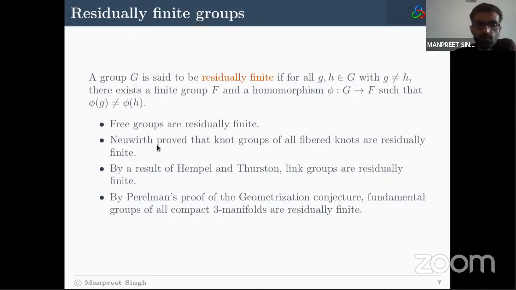Moreover, Neuwirth proved that the knot groups of all fibered knots are relatively finite, and conjectured that the same is true for all link groups. Later, by the seminal work of Hempel and Thurston, it was established that all link groups are relatively finite groups. Moreover, as a consequence of Perelman's proof of the geometrization conjecture, the fundamental groups of all compact three manifolds are known to be relatively finite.